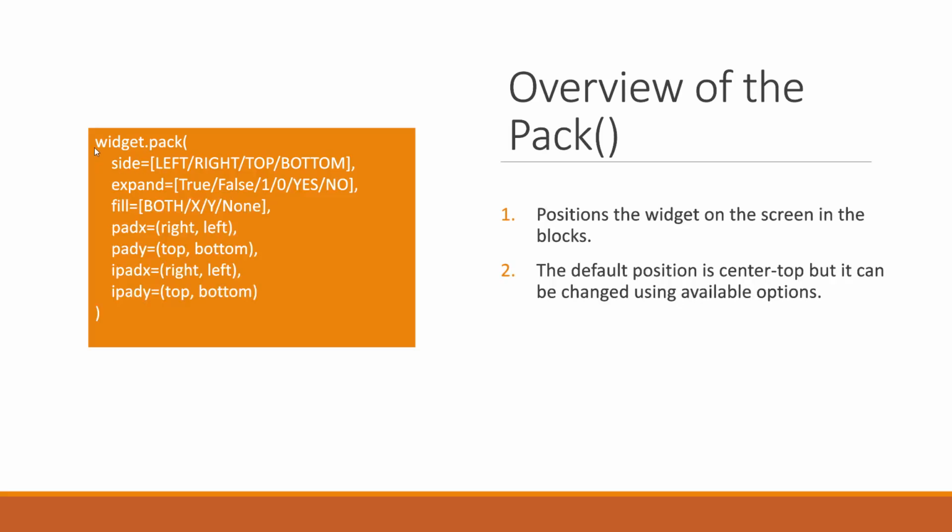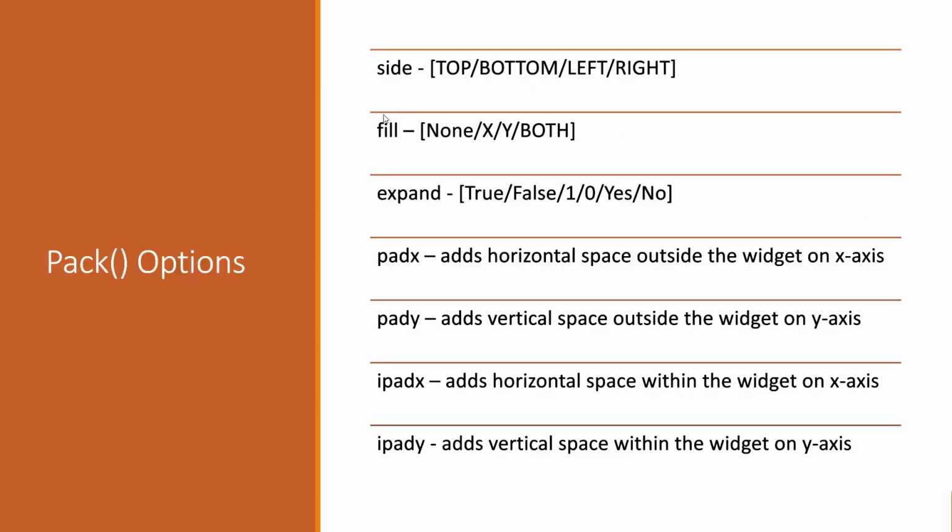So this is the syntax of Pack Geometry Manager, where you have to provide the name of the widget dot pack as a keyword, brackets open and close, and these are all the options that you can provide. We have mentioned these options in detail over here. Now let's go ahead and create a widget and pack it using the Pack Geometry Manager on a Tkinter window.